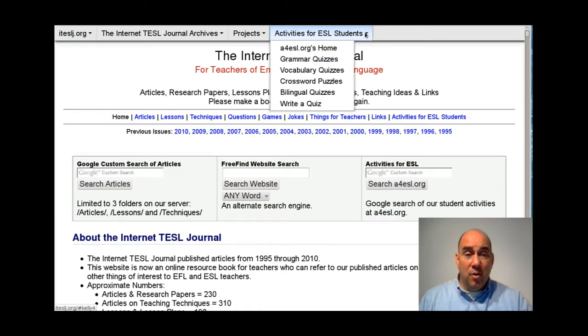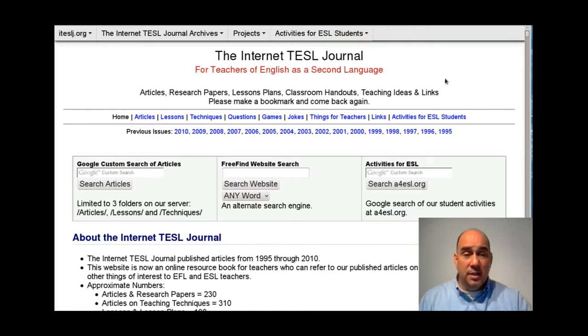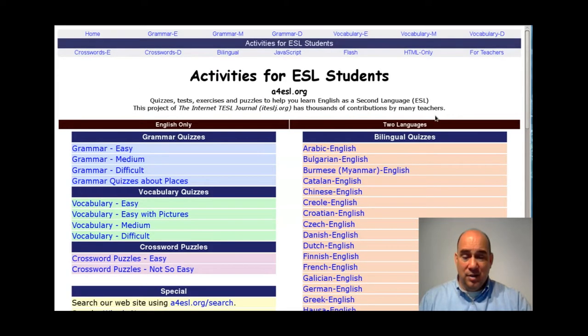So they also have all these other sites. ESL for Grammar, A4ESL, their home site. They've got grammar quizzes, vocab, bilingual quizzes. You can write quizzes. There's lots of stuff that's available here. Hundreds of thousands of pages.